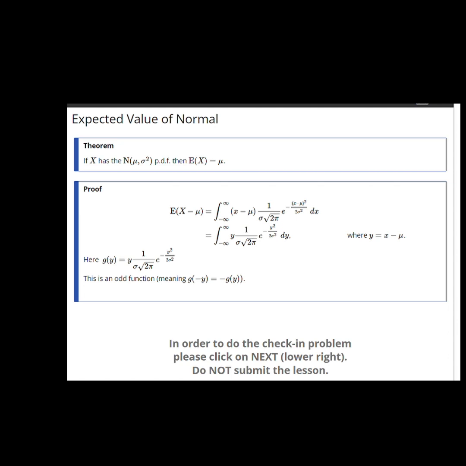And when you integrate an odd function from minus infinity to infinity, the negative values are cancelled by the positive values, and so the total integral is 0. That means that the expected value of X minus mu, according to this calculation, is equal to 0. And since E of X minus mu is equal to E of X minus mu, it follows that the expected value of X must be the constant mu.